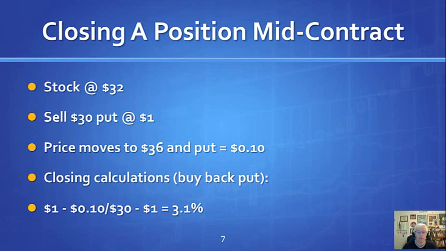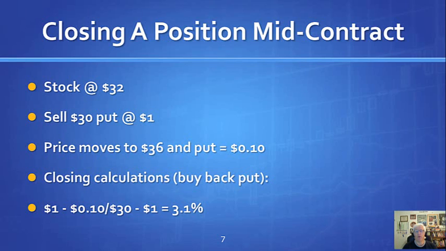Let's say we entered the put trade when the stock was trading at 32, and we sold the out-of-the-money $30 put for $1, so we generated about a 3.3% one-month return. Now, if the price of the stock moved up, let's say to 36, that put value will go down, perhaps to 10 cents. So what we could do if it's mid-contract is buy back the put at 10 cents. Our calculation would be as follows. The $1 generated from the initial sale of the put minus the 10 cents cost to close divided by our cost basis of $30 minus 1 or 29, and that represents a 3.1% 1 or 2 week return depending on when in the contract we closed our position.